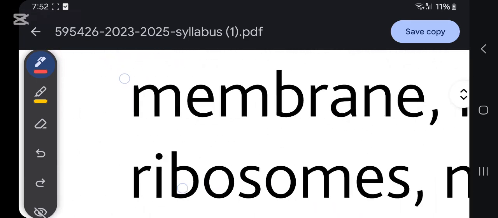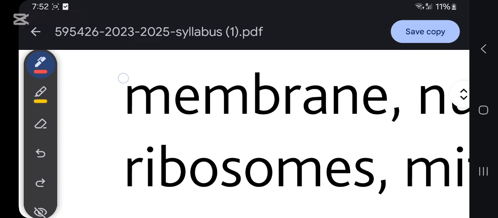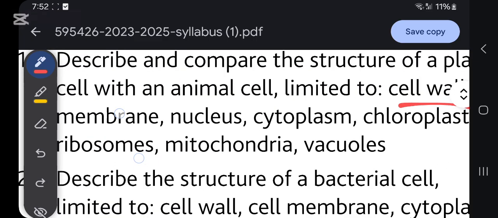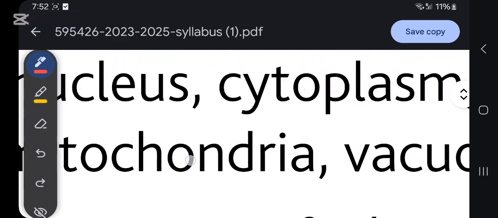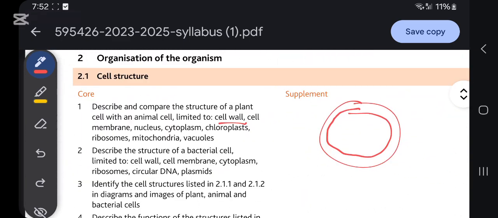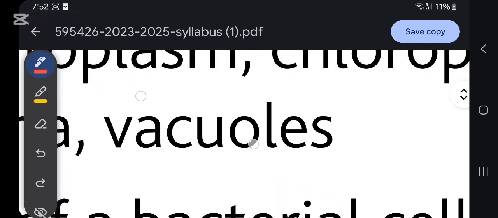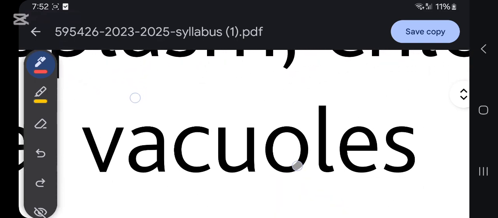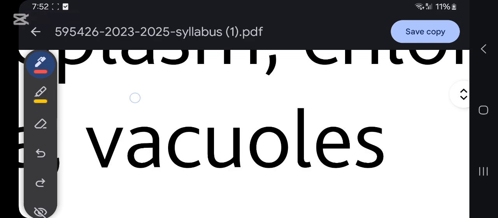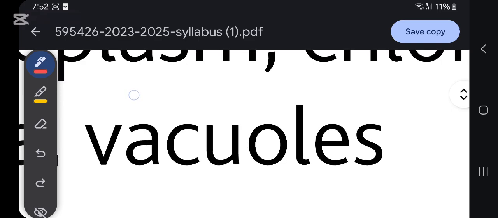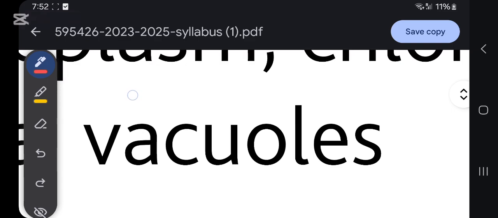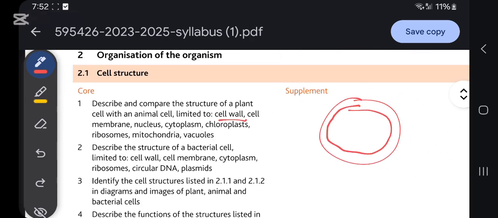Then ribosomes are used in protein synthesis. They're used to make protein. Next, mitochondria release energy from respiration. Respiration takes place in the mitochondria, and it makes ATP. Then vacuoles contain cell sap. Plant cells have a large permanent vacuole, whereas animal cells have smaller vacuoles called vesicles, and they contain cell sap. And what is cell sap? Cell sap is a fluid that sits in the vacuole.